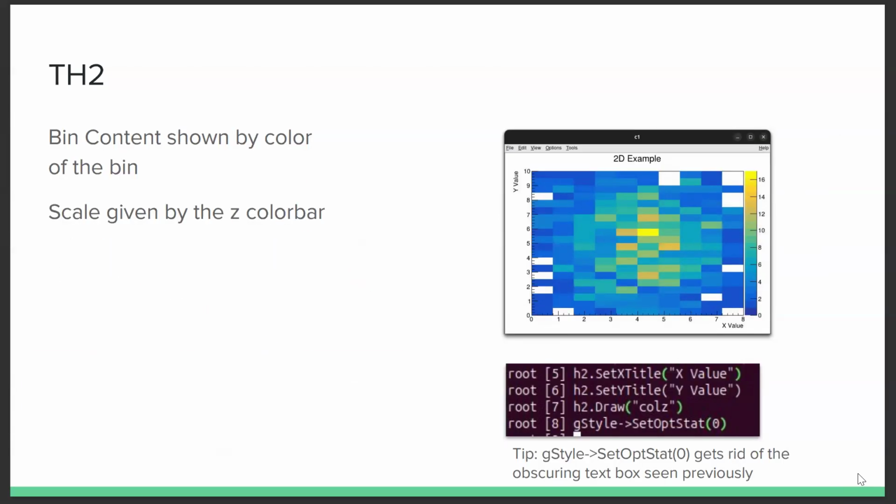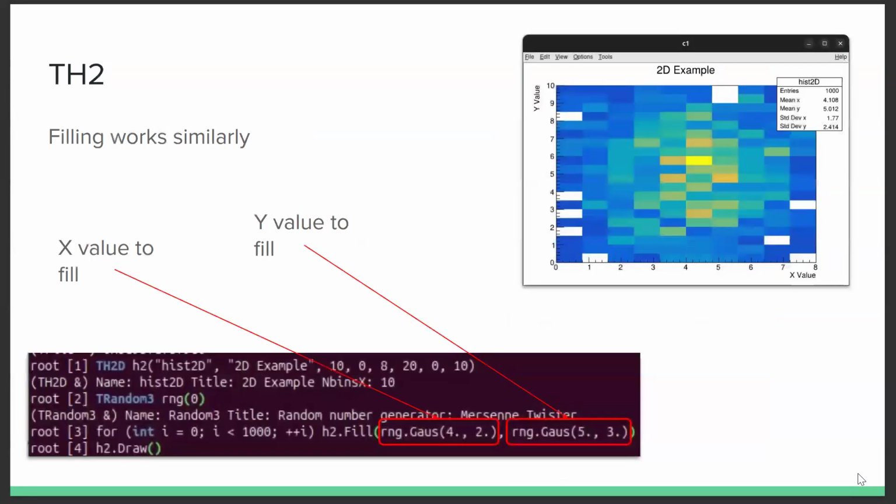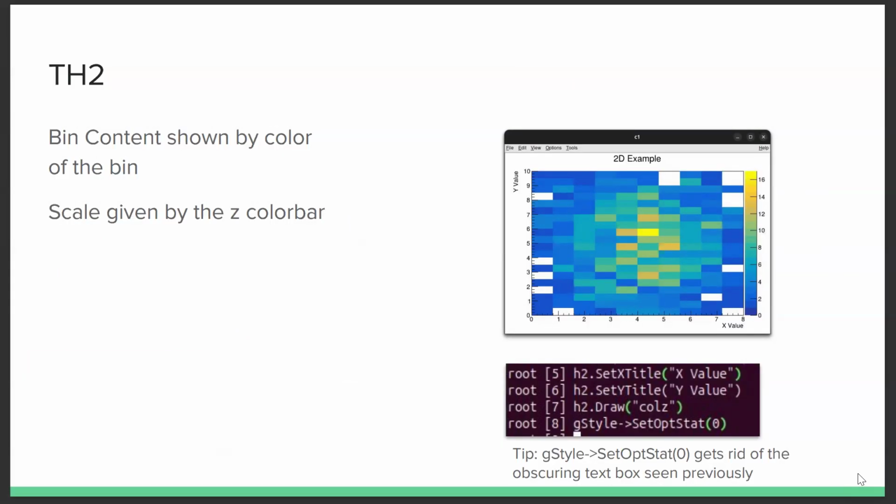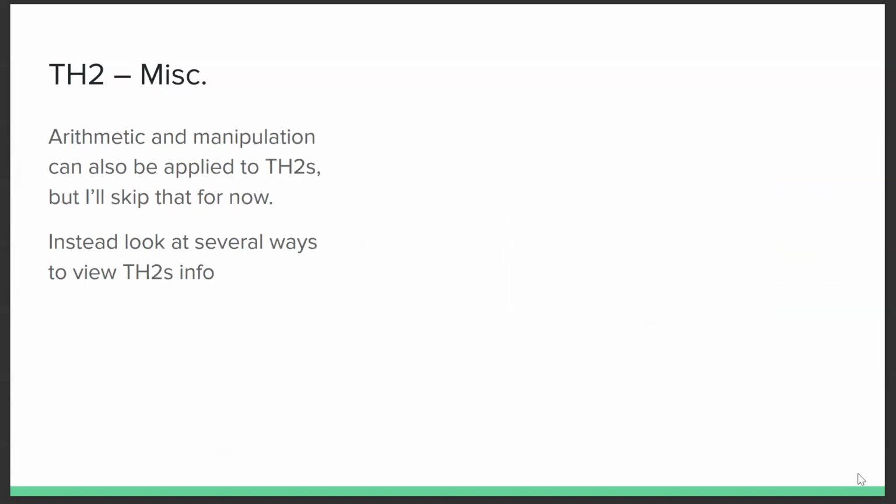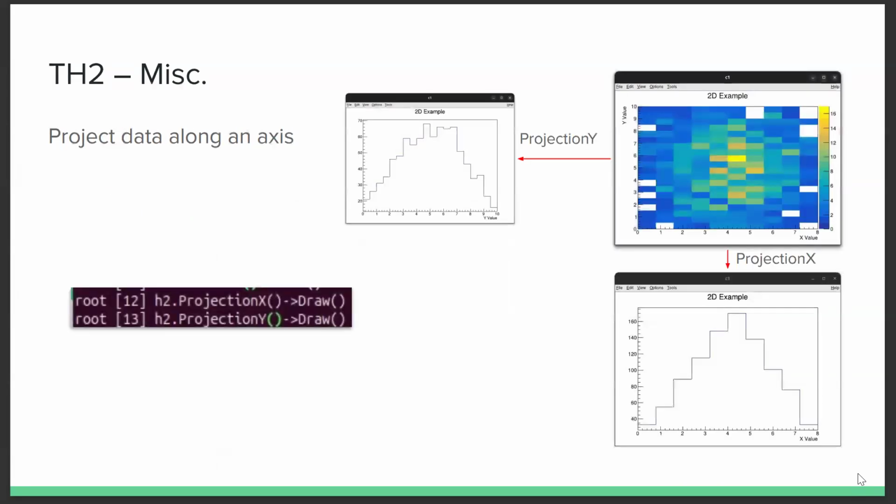I also make a note that gStyle->SetOptStat(0) gets rid of this annoying and obscuring text box that you can see at the top right here. So that could be nice for when you're presenting results. Okay, you can also do arithmetic and manipulation just like we did with TH1Ds, but basically it's the same thing, just abstracted to another dimension. So I'll skip that for now, and then we'll look at several ways that we can view TH2 info.